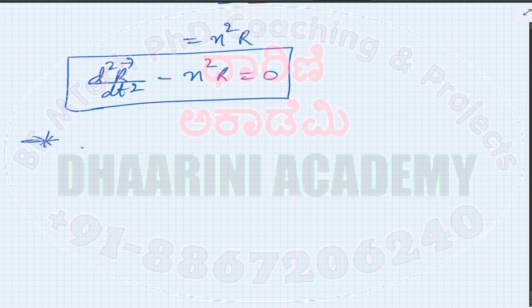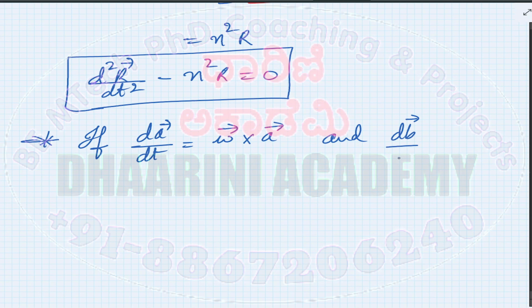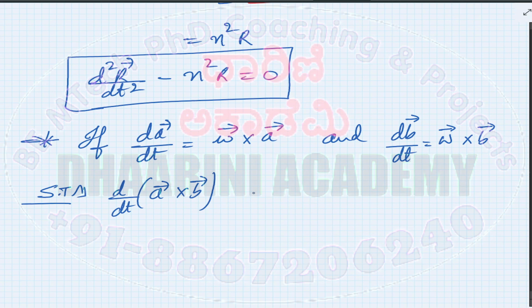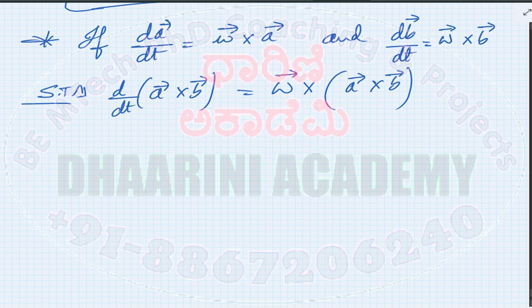All right, so this is another theorem. If dA by dt is equal to some w vector cross a vector, and another value given, dB vector by dt is equal to w vector cross b vector, then we need to show that d by dt of vector a cross vector b is equal to w vector cross a vector cross b vector. So this is the question now.